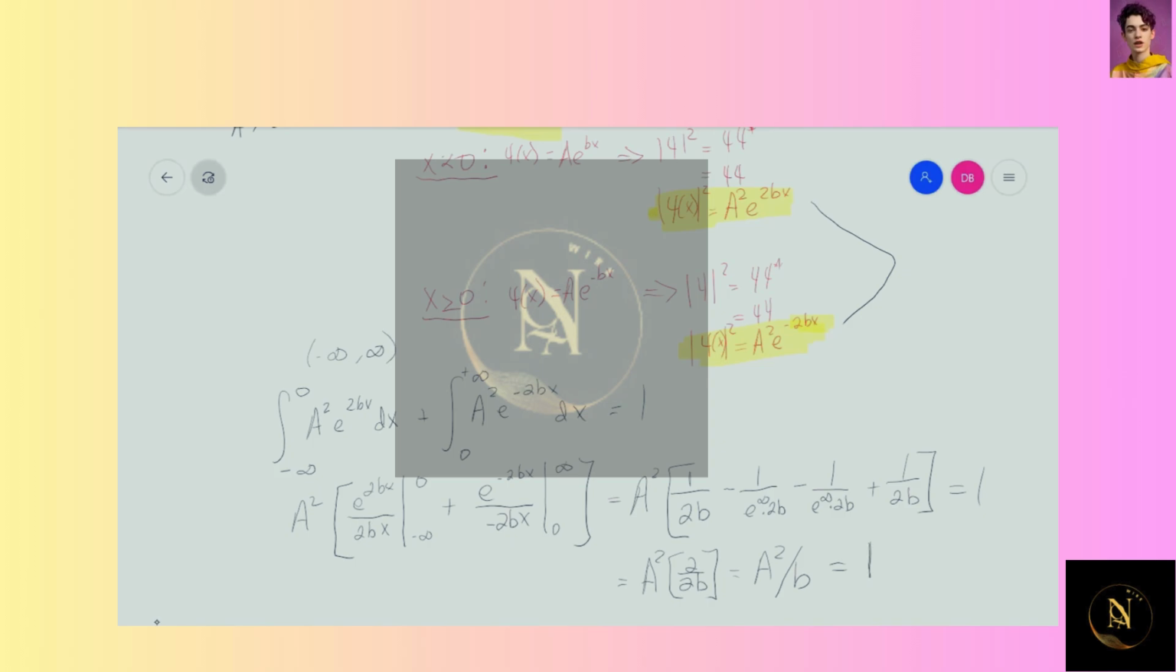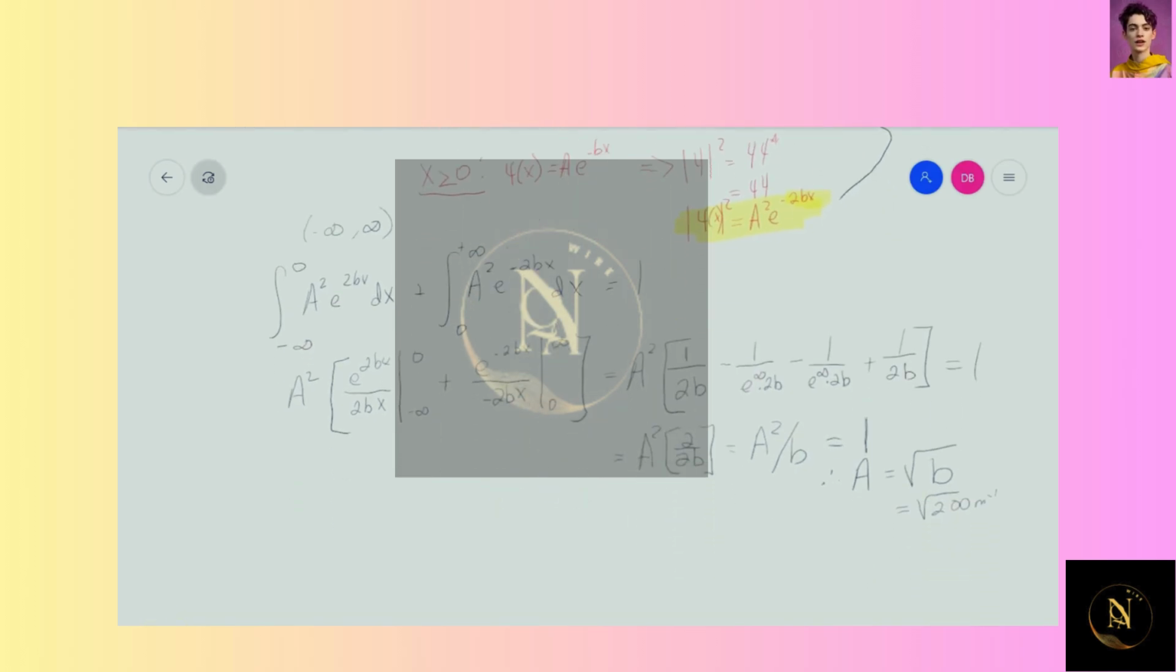If this is equal to 1, that means that a must be equal to the square root of b, which is the square root of 2 per meter. And so we'll close out the first part by saying the normalization constant, the constant that makes the wave function normalized, is going to be equal to about 1.41 meter to the negative 1/2.